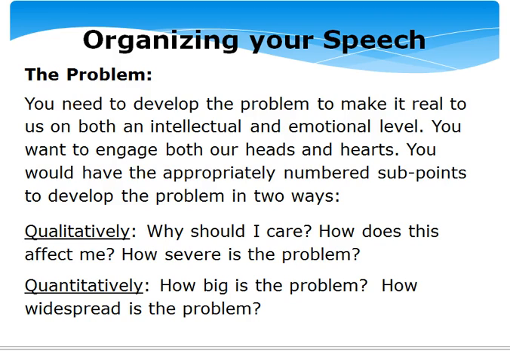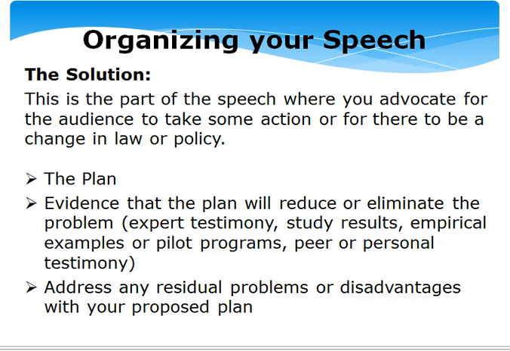What kind of information do you have that you can back up the fact that you're establishing that a problem even exists? Again, you're going to appeal to us on an intellectual level by using facts and statistics, as well as on an emotional level. And for this, it's often good to use stories or narratives. So you've established that there is a problem. That's the first step. Next thing you need to do is to offer a solution.